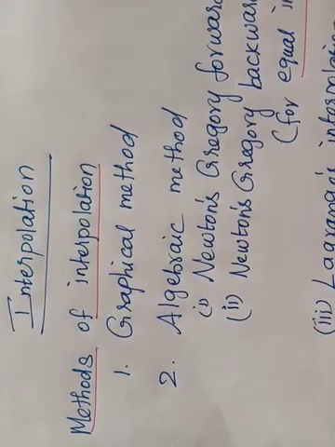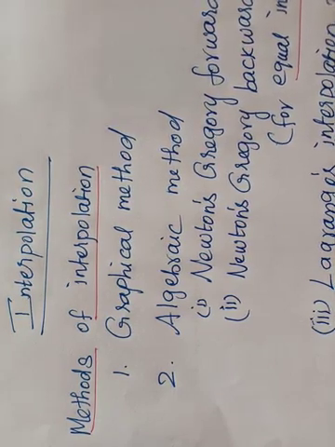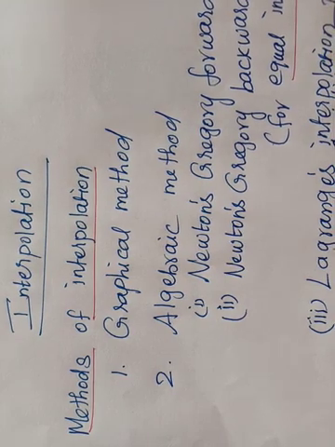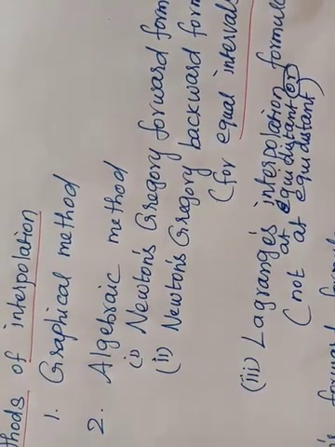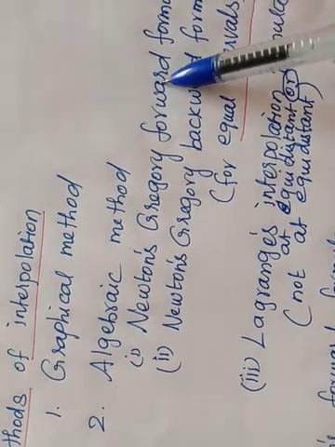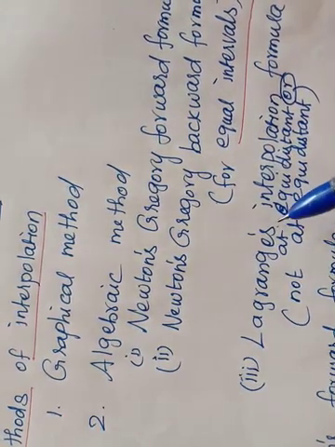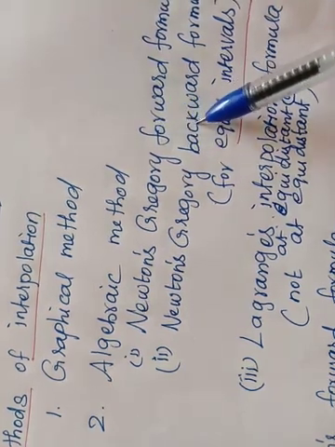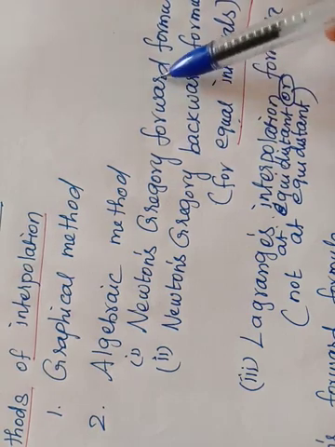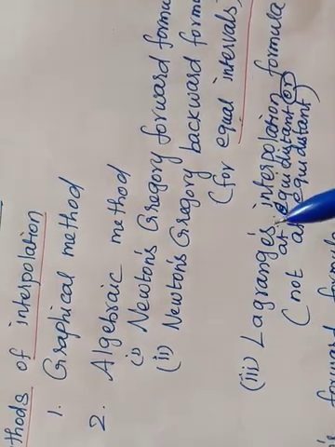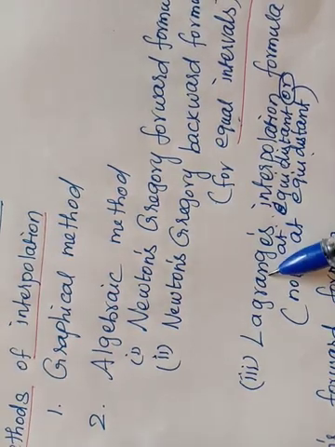Next I am going to explain the methods of interpolation. Here we have two methods: one is the graphical method, another one is the algebraic method. In the algebraic method we have three types of formula. One is Newton-Gregory forward formula, another one is Newton-Gregory backward formula, third one is Lagrange's interpolation formula. Newton's forward and backward formulas we use for x's in equal intervals. Lagrange's formula can be used for equal intervals or otherwise, not equal intervals.